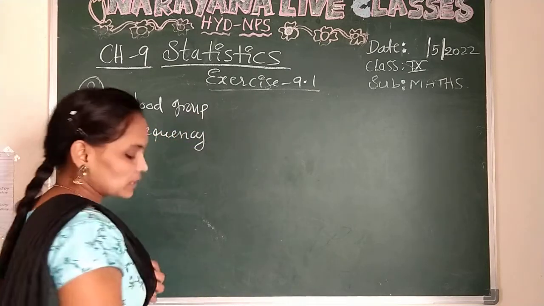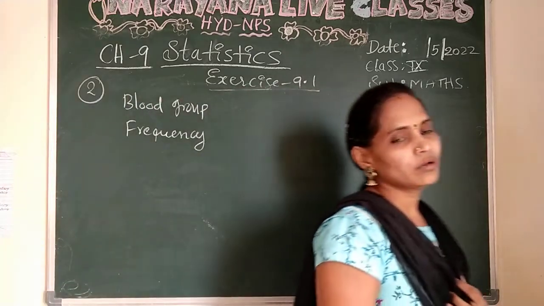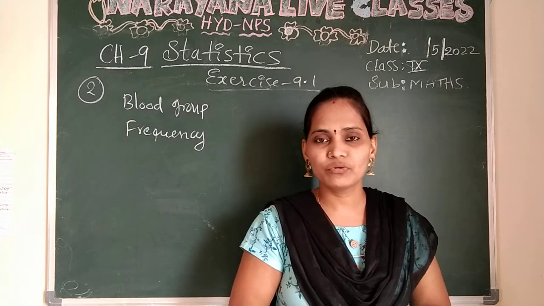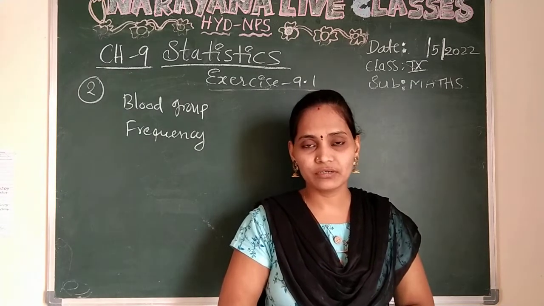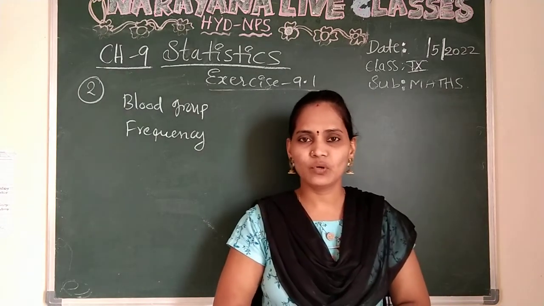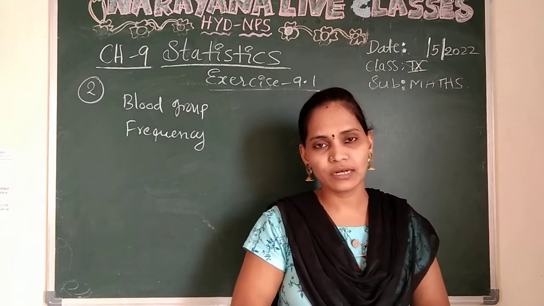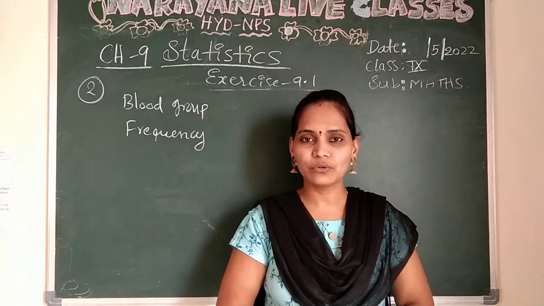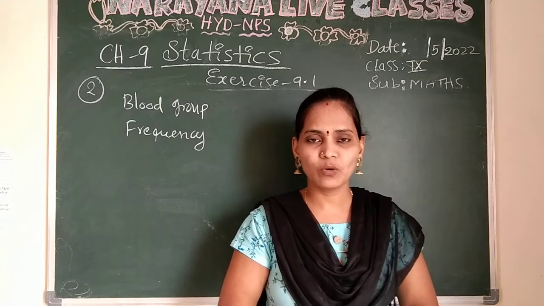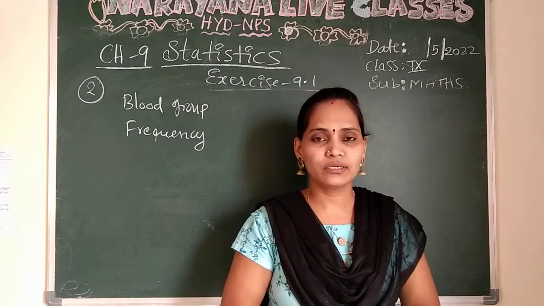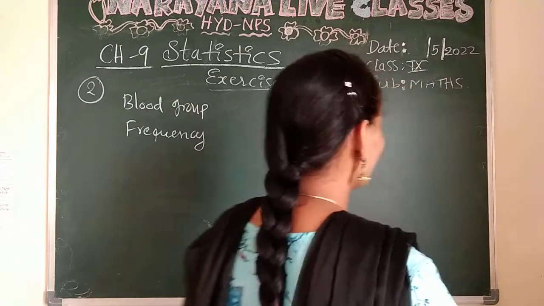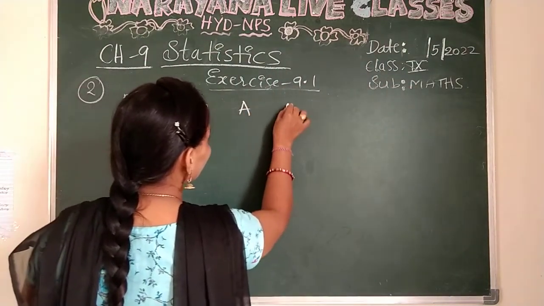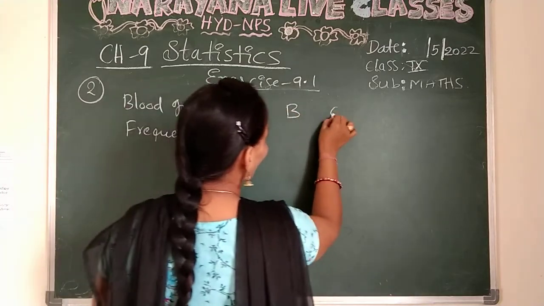Blood groups, actually human beings have 4 types of blood groups. Few are having blood group A, few are having blood group B, few are having blood group O, and few are having blood group AB. Okay. So now here we have 4 types of blood groups: A, B, O, AB.